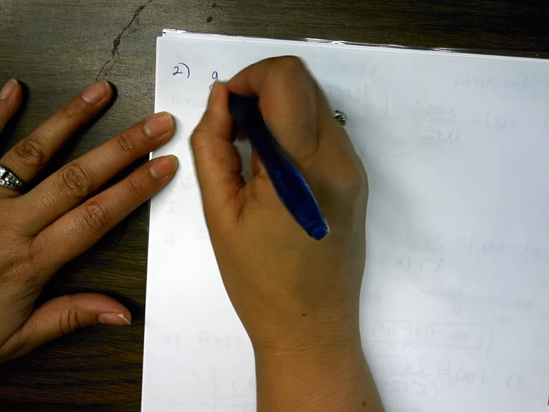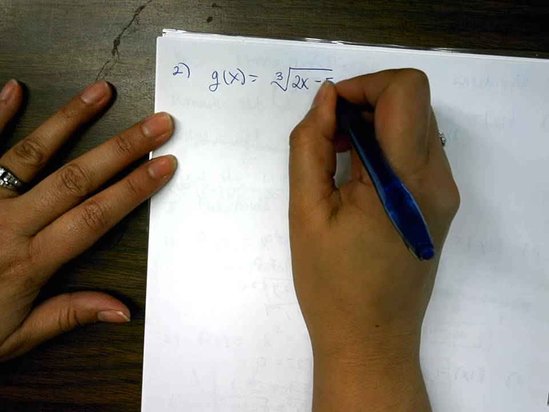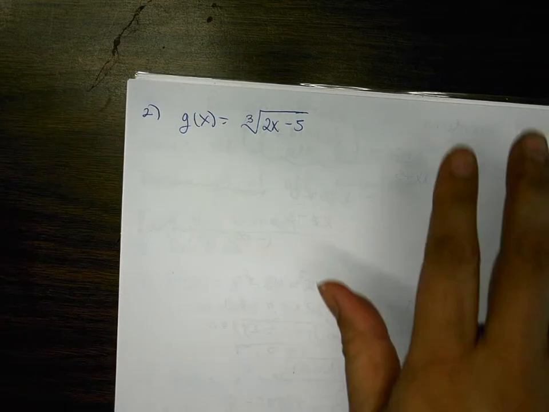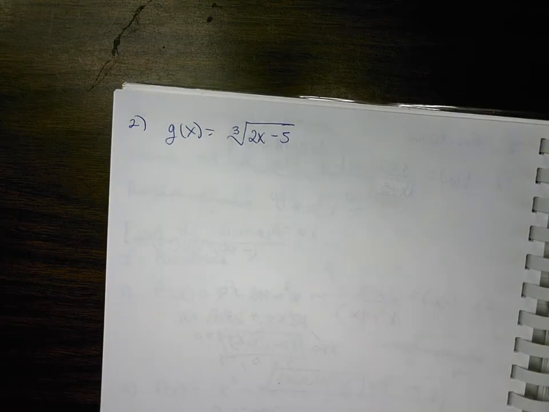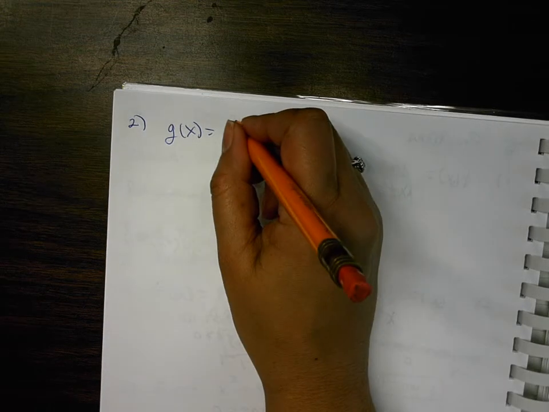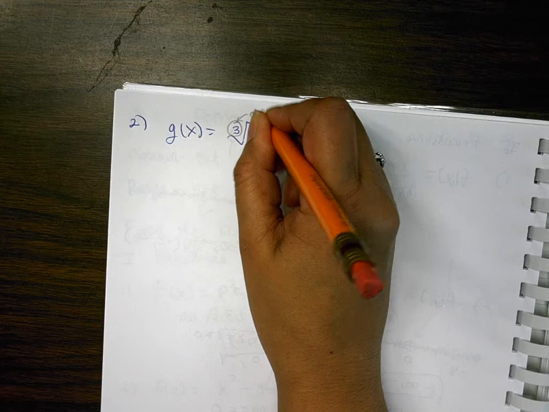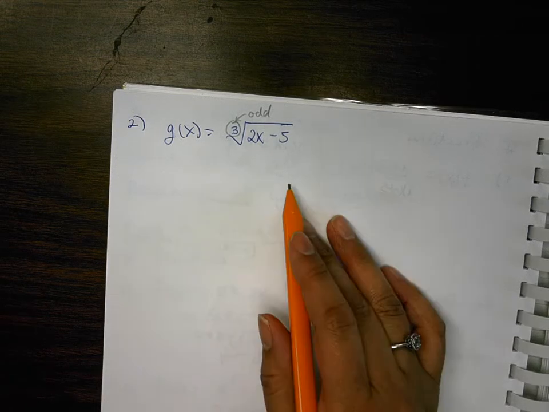G of x equals cube root of 2x minus 5. All right. Cube root of 2x minus 5. Okay. Do I do the same thing where I said the inside has to be greater than or equal to 0? Gabe? All right. So there is no restriction on this one. Do you agree? Because this is even or odd? Odd. So I asked earlier, can you take the cube root of a negative number? Yes. Cube root of a negative. So is there a restriction on this one?